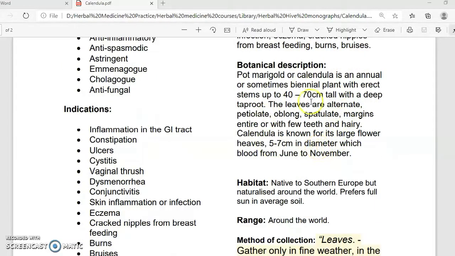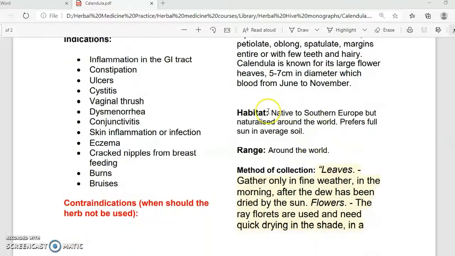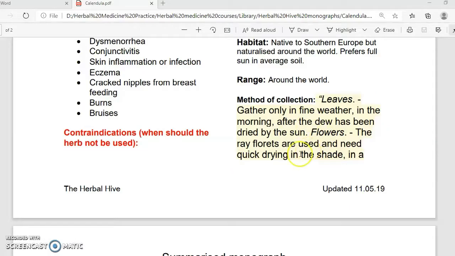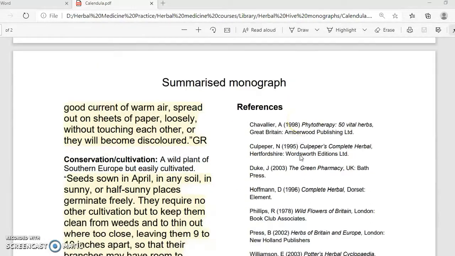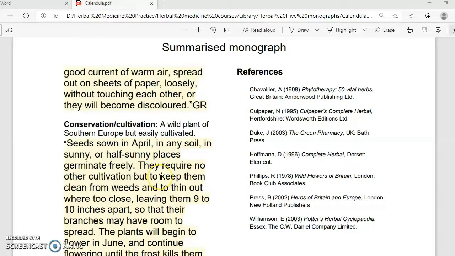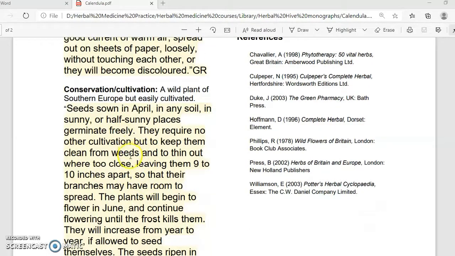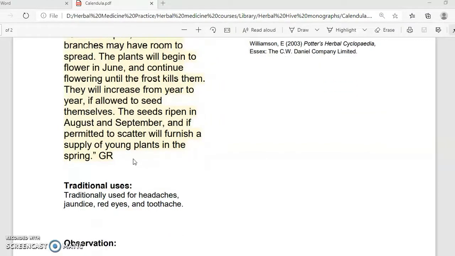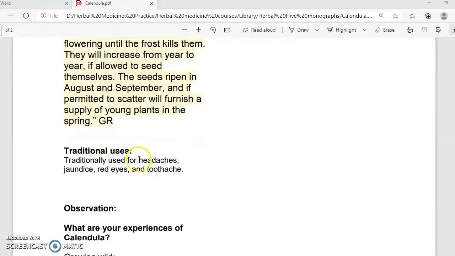We've got the botanical description, the habitat, where does it actually live, range, where does it grow within the world, and it is worldwide, around the world. Method of collection, that's usually when should you collect it? Should you collect it when the flower is fully out? That's the sort of information that will be there. Conservation, this is very important. Is it something that's rare? Is it something that's restricted and that you shouldn't pick in the wild? So that will hold information there about that.